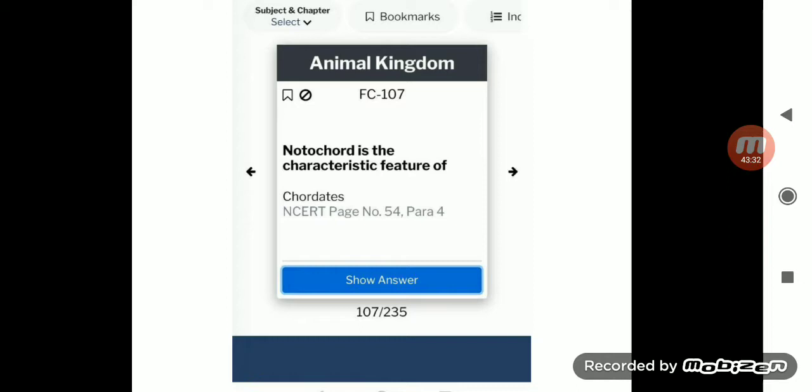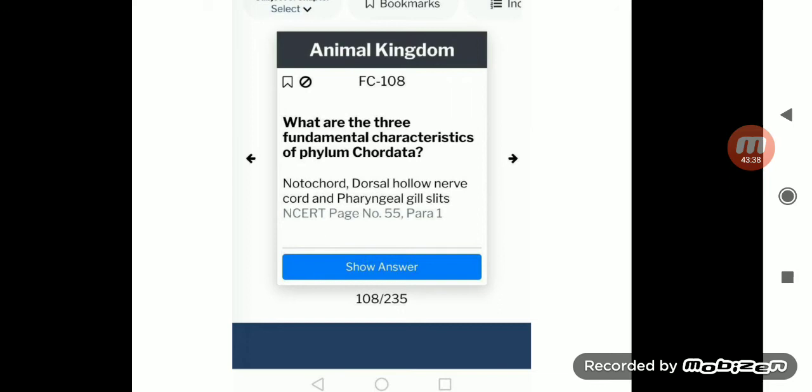Notochord is a characteristic feature of chordates. What are the three fundamental characteristics of phylum Chordata? Notochord, dorsal hollow nerve cord, and pharyngeal gill slits.